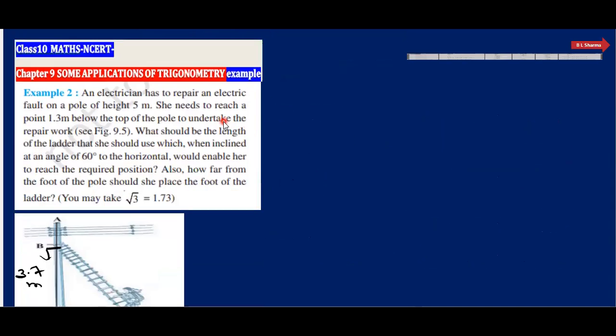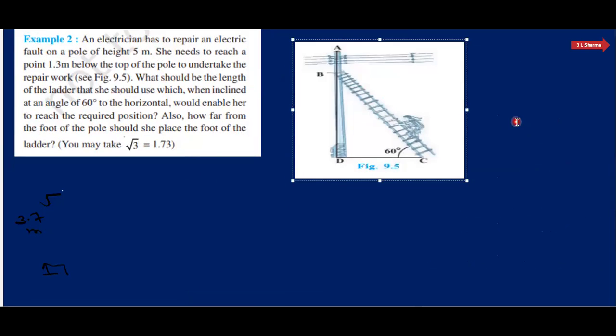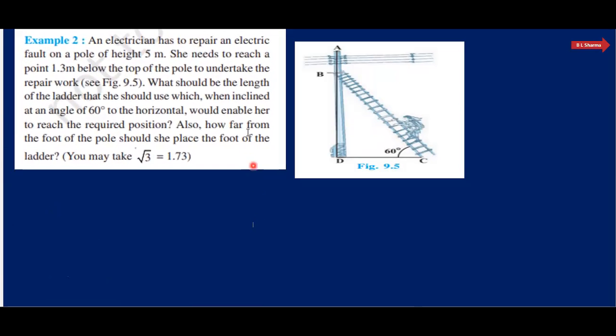Second example. An electrician has to repair an electric fault on a pole of height 5 meter. Read the question carefully.